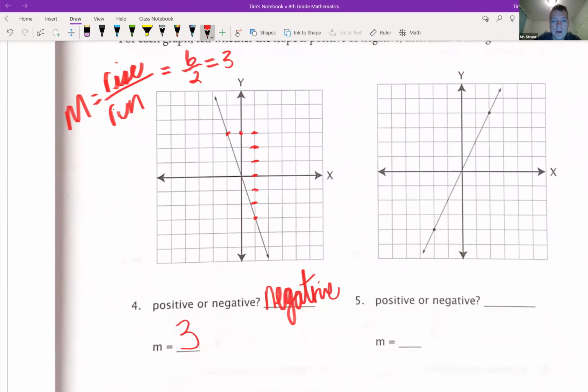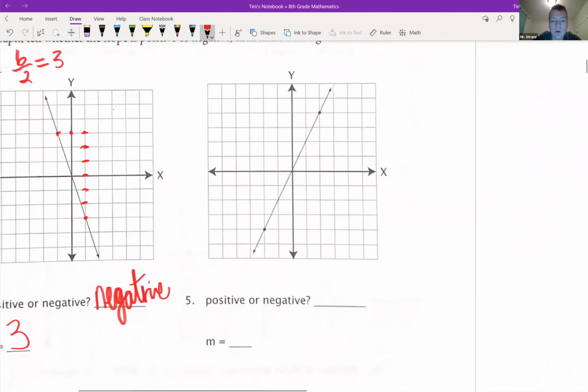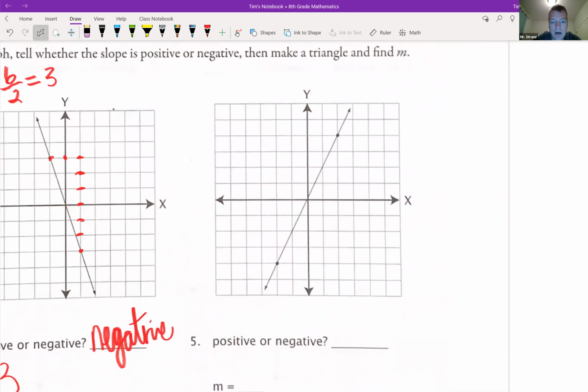Okay, let's look at this one. Now we have a line going left to right up. If you imagine again, this is your hill or your ski slope, this time your guy is going uphill. If you're going up, that's going to be positive.